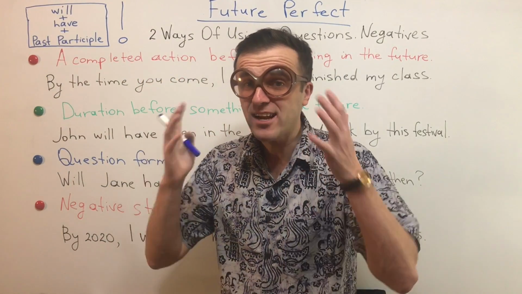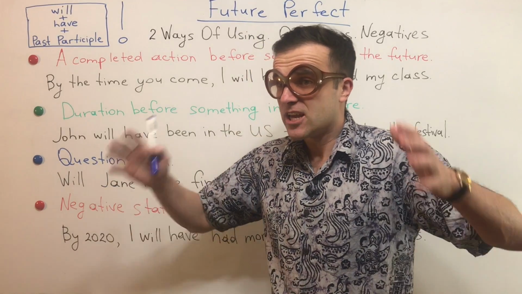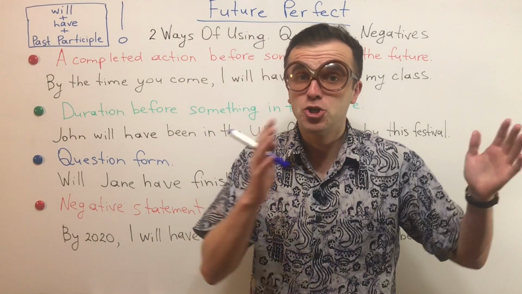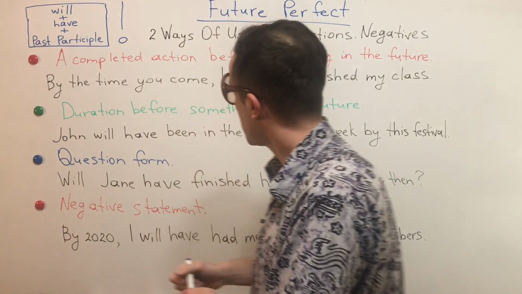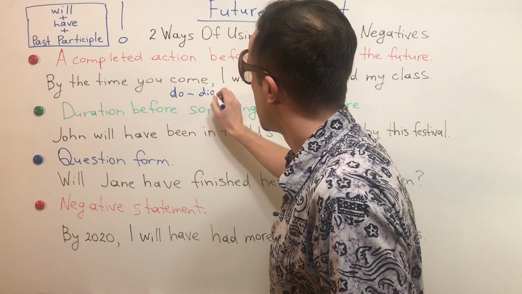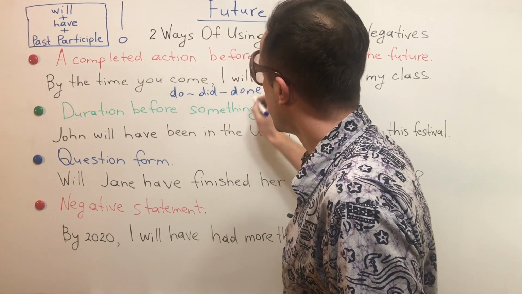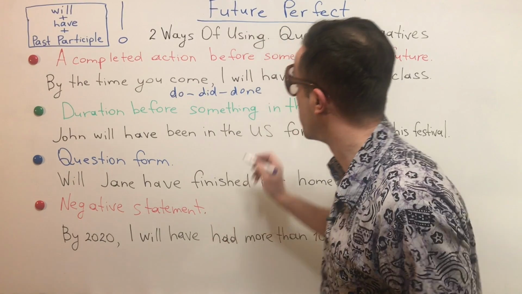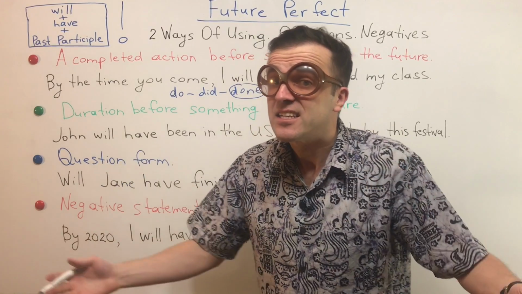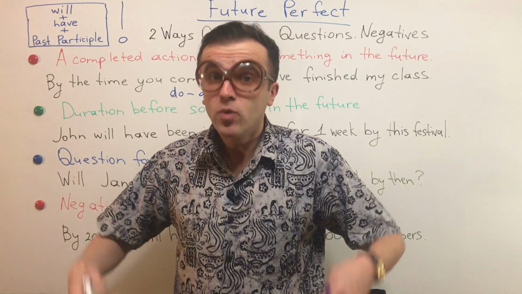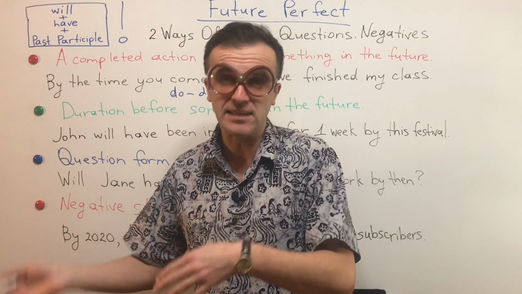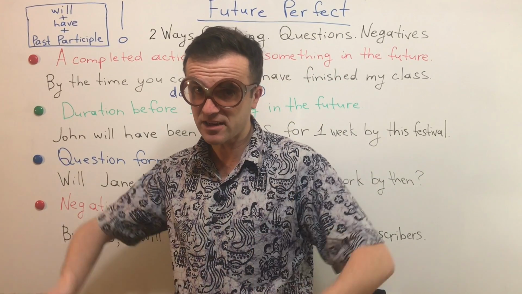past participle. So what is past participle? It's the verb in the third form. For example, do, did, done. Let's write do, did, done, and we take the third form. So we are interested in done. In regular verbs, we have just ed at the end of the verb. For example, play, played. So we are interested in the third form.